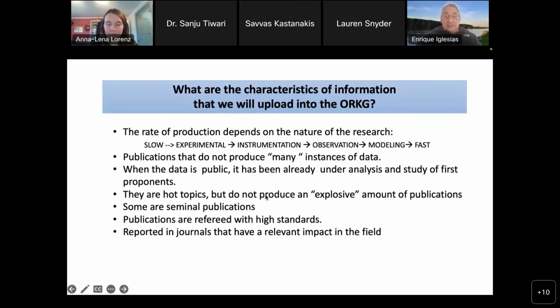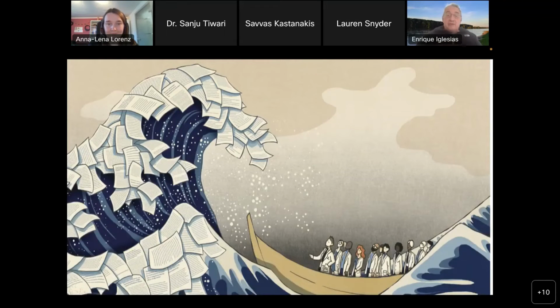These topics are hot, let's put it that way, but they don't have, as I said, an explosive amount of publications. Some of the papers are seminal publications. The publications are very tightly refereed and reported in journals that have relevant impact in the field. But that doesn't mean our researchers are not exposed to a big wave of data, because compared to 20 years ago, the amount of information that the digital age is providing is orders of magnitude greater than it was in the past.